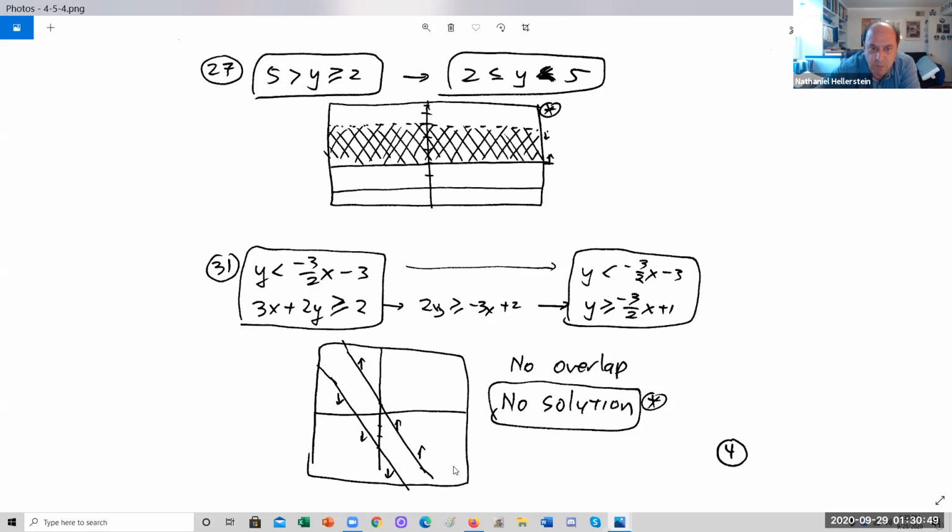Now the problem is if we put that together, well, let's see. Y less than -3/2 x minus 3, that's this line here and below it. Y at least -3/2 x plus 1 is this line here and above it. And these are parallel lines, and we color in opposite halves of the plane for them, so there is no overlap and no solution. There is no graph to this. It's an empty set.